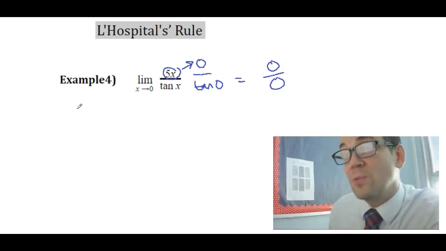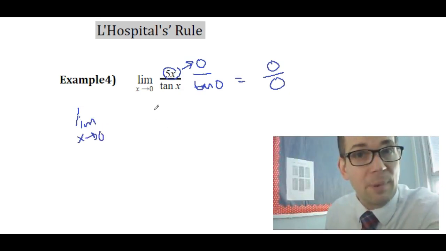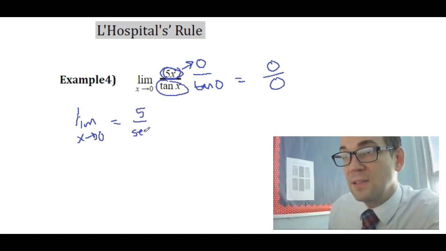I will apply L'Hopital's rule, which basically says just take the derivative of the top and the bottom separately. The derivative of 5x is simply 5, and the derivative of tangent of x is secant squared x.